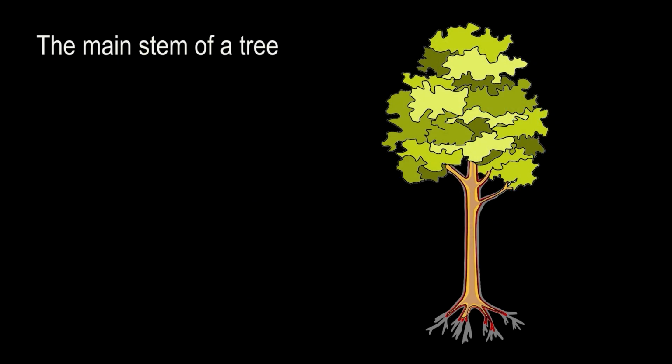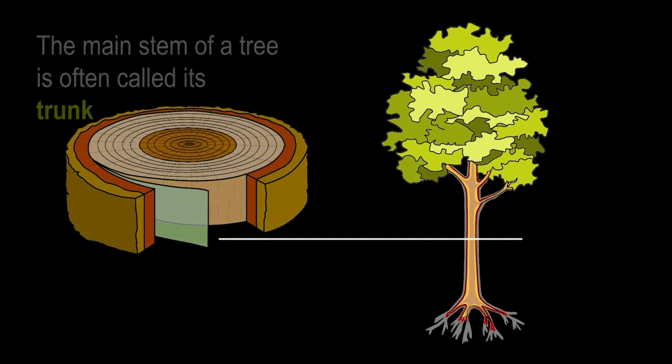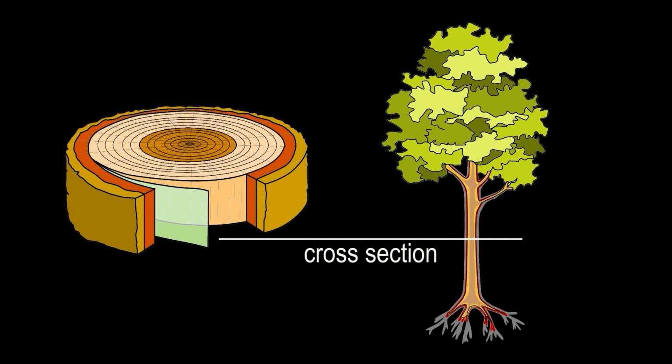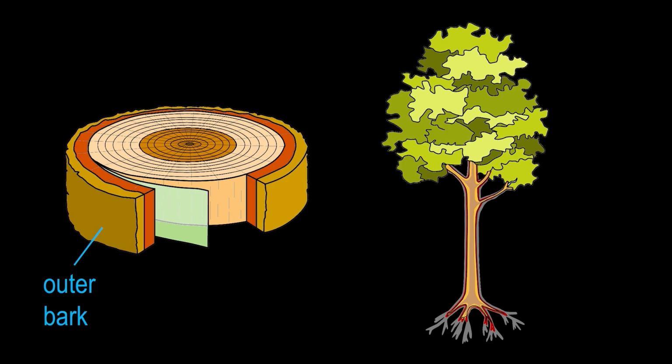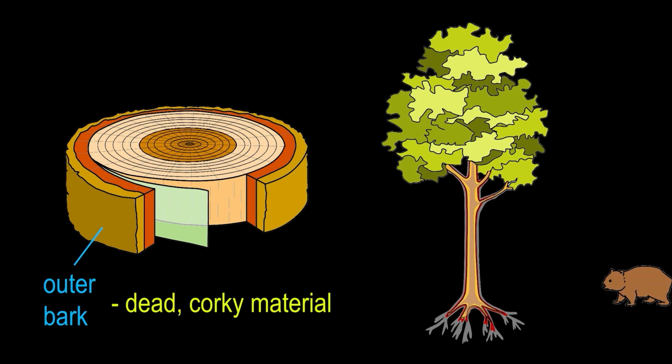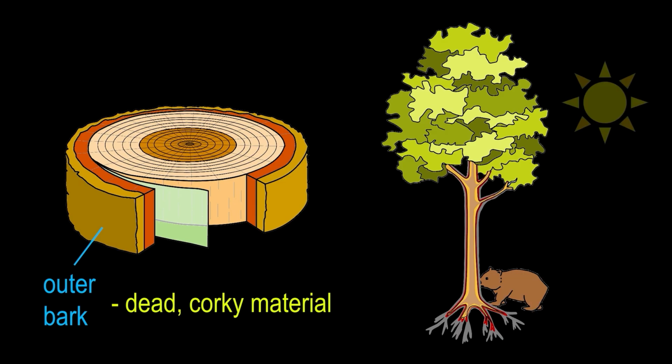The main stem of a tree is often called its trunk. When you cut through the stem and look at it in cross-section, you can see that it's made up of different layers. On the outside is the outer bark. This dead, corky material helps to protect the stem from damage and stops the tree from drying out.